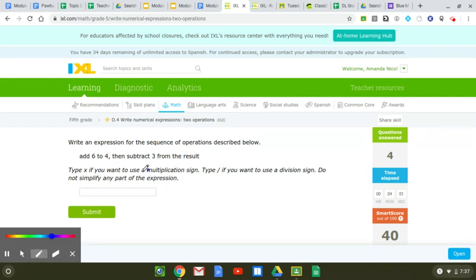Okay, so this is another one where it says from the result. So it says add 6 plus 4, or add 6 to 4, so 6 plus 4, then subtract 3 from the result. So here I actually don't need to use the parentheses because I would do the addition first anyways, according to order of operations.